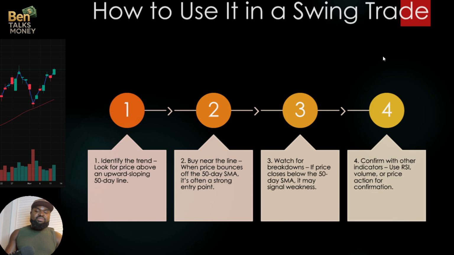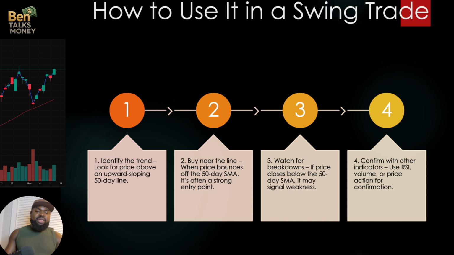So the next thing that we take a look at is how to use the 50-day moving average to swing trade. First is to identify the trend. Look for the price above the 50-day moving average, and then you buy it near the 50-day moving average. So when the stock is going up and it pulls back, wait to see it touch the 50-day moving average. And when it touches the 50-day moving average, it closes on the daily chart. We are talking about the daily chart. Everything I've been talking about applies to the daily chart. And when it closes above the 50-day moving average, you buy it around that area.